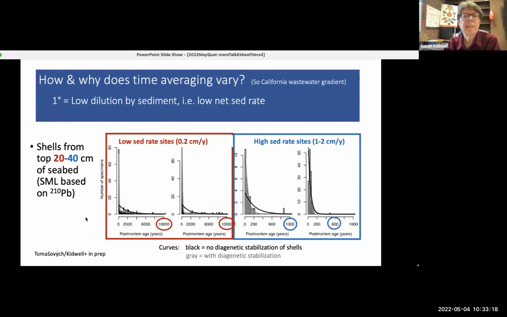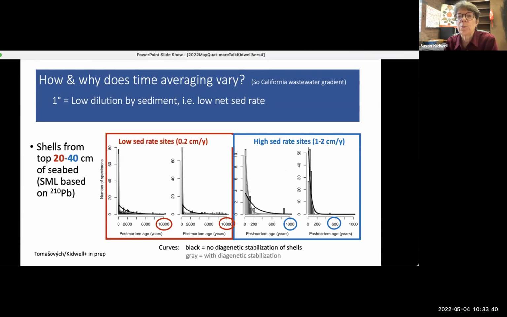Now, how and why is this? Adam and I launched a cruise. We have cores, but this is just looking at the surface mixed layer, which lead 210 tells us is the top 20 to 40 centimeters of the seabed. We looked at two sites in low net sedimentation, 0.2, and two sites with high net sedimentation.